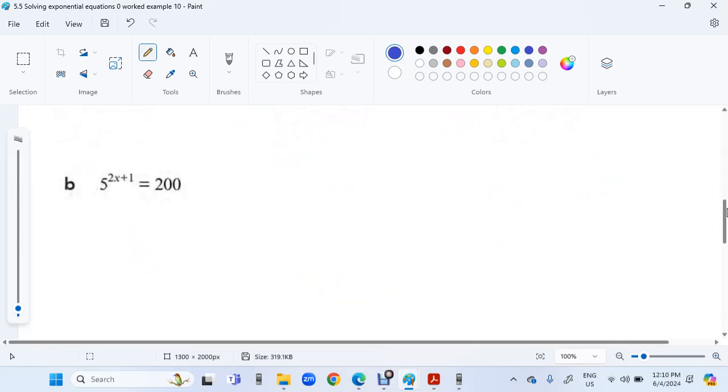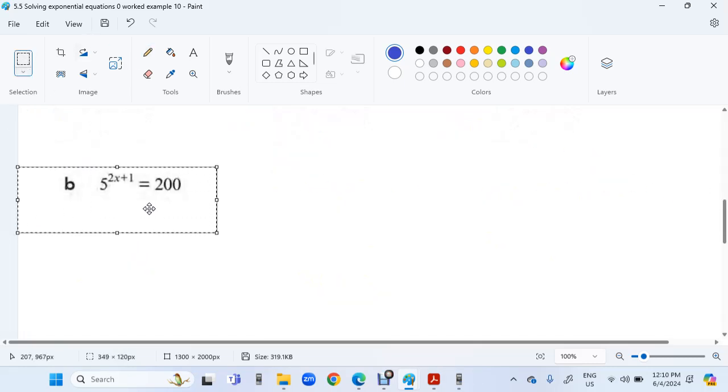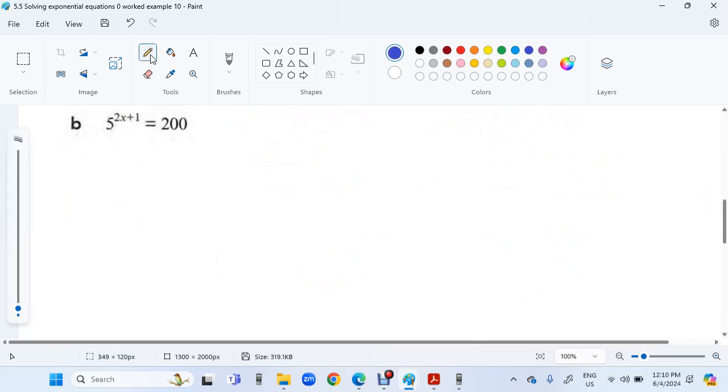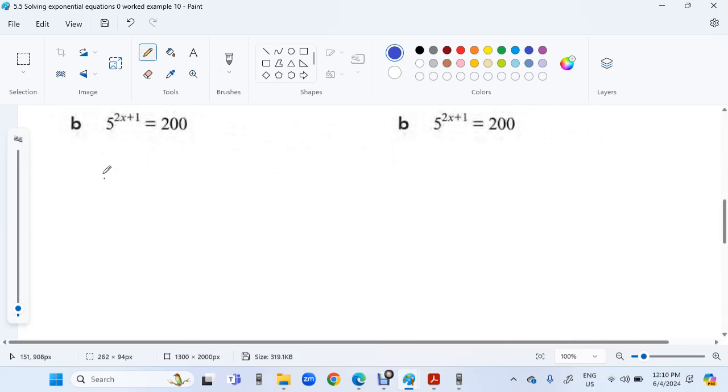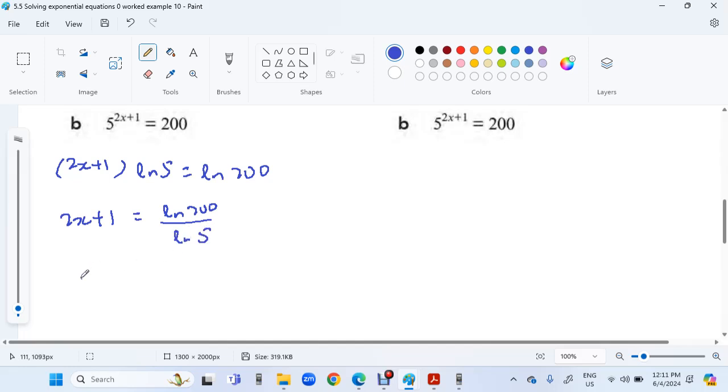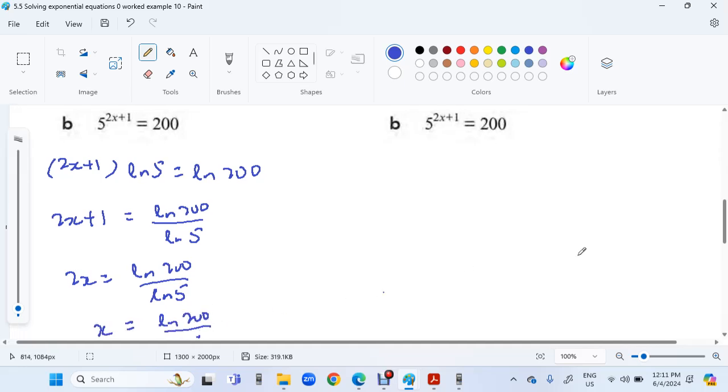We look at part B here. For this question, we can solve it using 2 methods. I will prefer to do this one: 2x plus 1 ln 5 equals ln 200. Then 2x plus 1 equals ln 200 over ln 5. Then 2x equals ln 200 over ln 5 minus 1.